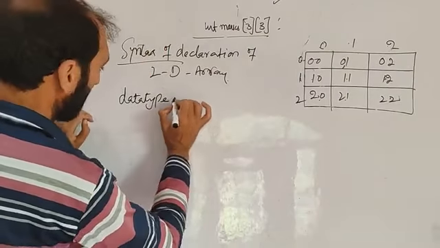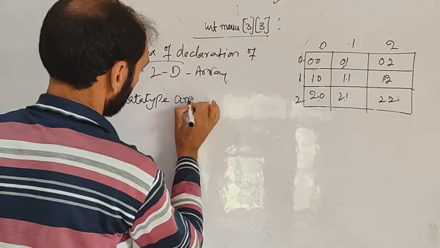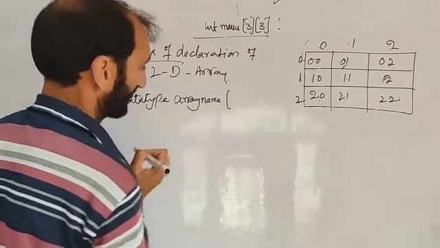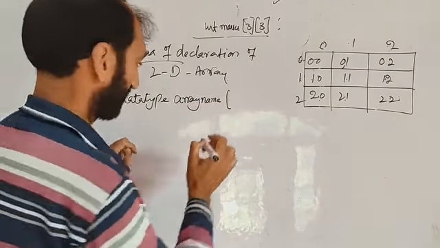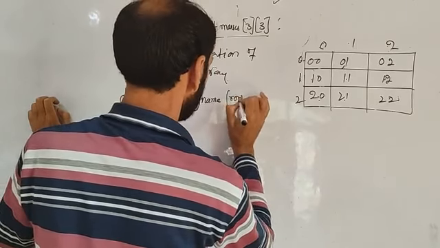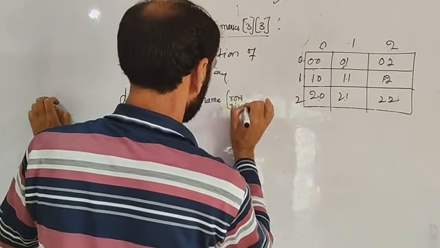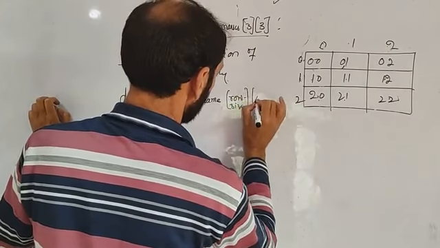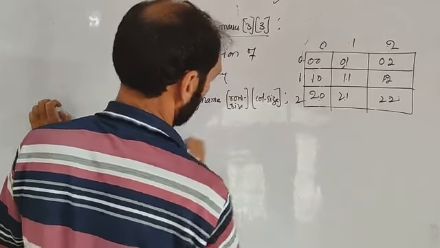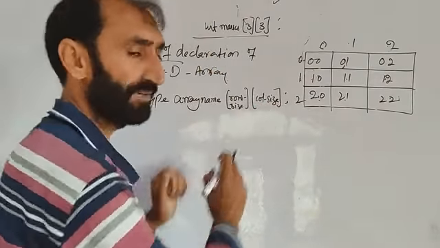Then the array name, and then the subscripts: the row size and the column size. End of statement. This is the general syntax of the array.